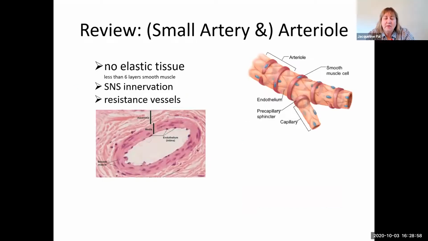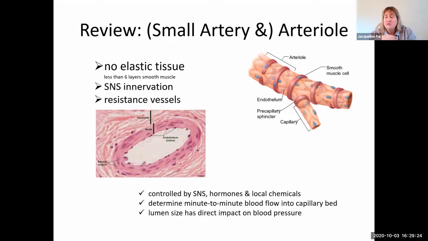And let's also review our arterioles. These don't have any elastic tissue, but they just have either wisps, as shown in this upper right one, just like one little smooth muscle fiber, or they could have 2 or 3 layers of smooth muscle fiber. So they do have some sympathetic nervous system innervation, so they contribute to resistance because they can vasoconstrict. Okay, so sympathetic nervous system, hormones, local chemicals.